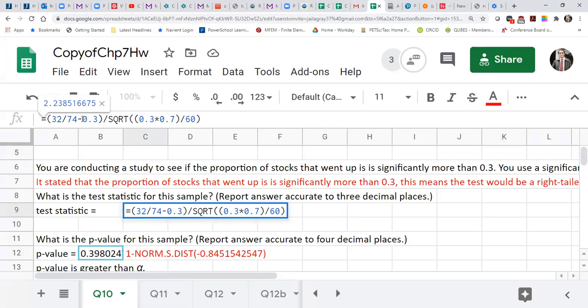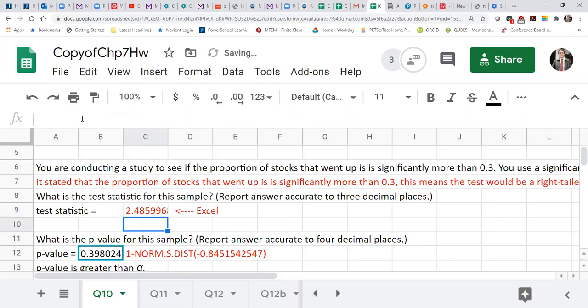Subtract by 0.3, because it's 30%, right? And then divide by the square root of 0.3 times the Q. 1 subtract with 0.3, so you got 0.7, right? And this one should be divided by 74. Okay. So you got that number, and this is the p-value, right?